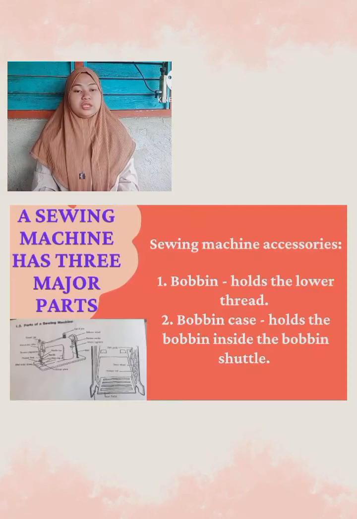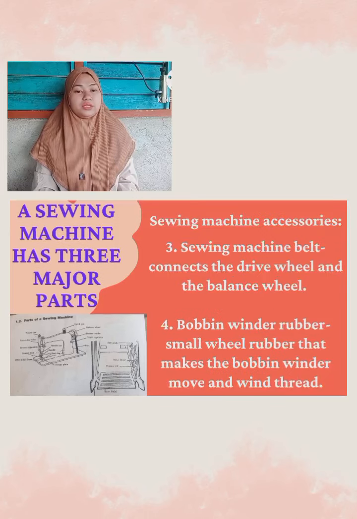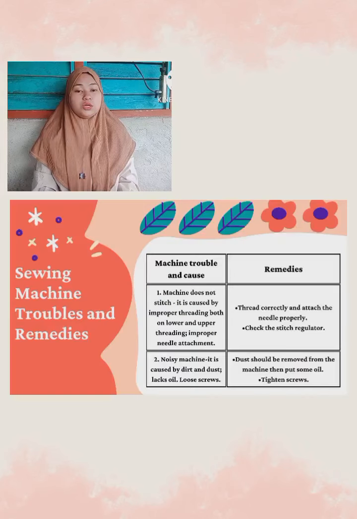Then the sewing machine accessories. The sewing machine accessories are, first, the bobbin, which holds the lower thread. Then the bobbin case holds the bobbin inside the bobbin shuttle. And the sewing machine belt, which connects the drive wheel and the balance wheel. Fourth is the bobbin winder rubber, a small rubber wheel that makes the bobbin winder move and wind thread. Next, we will talk about the sewing machine troubles and remedies.